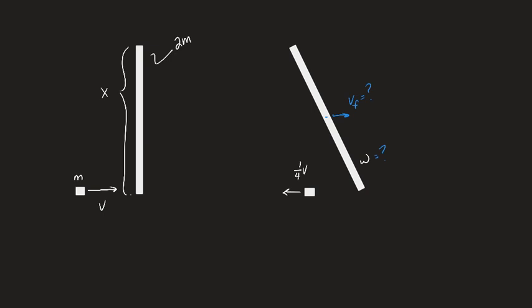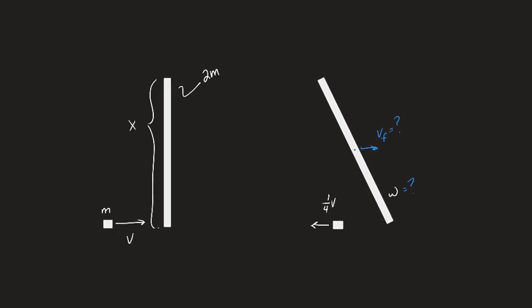This is a linear momentum problem. And because there's no external force in the system, the momentum of the two objects before the collision has to be equal to the momentum of the two objects after the collision. This is not going to handle any of the rotational stuff. It's just talking about the linear motion of the system. So the momentum of the box, MV, the momentum of the bar, zero.